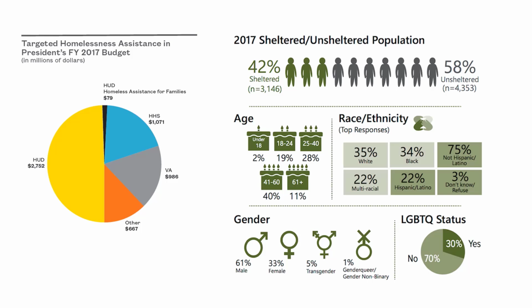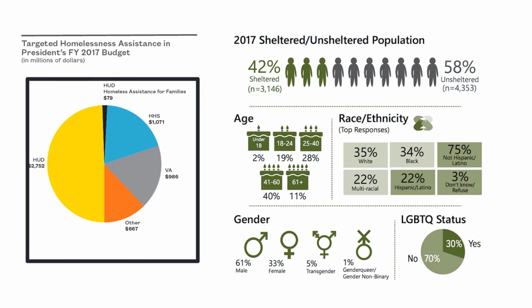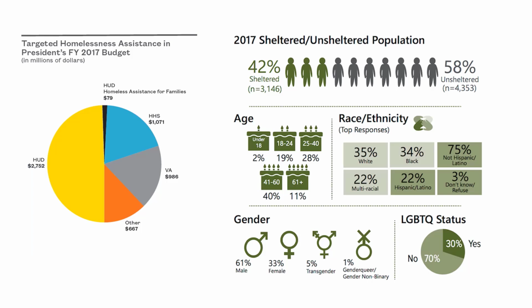Here we see a graph from 2017 that delineates the sheltered and unsheltered population. And we see also how much money was budgeted to which agencies during the 2017 budget to the left.